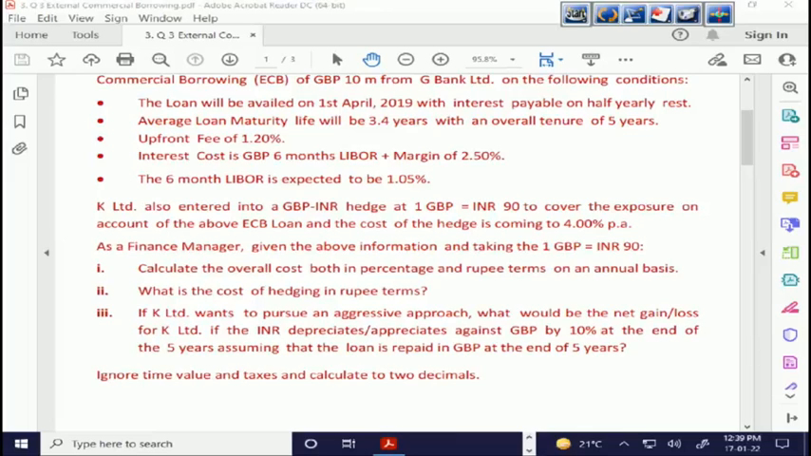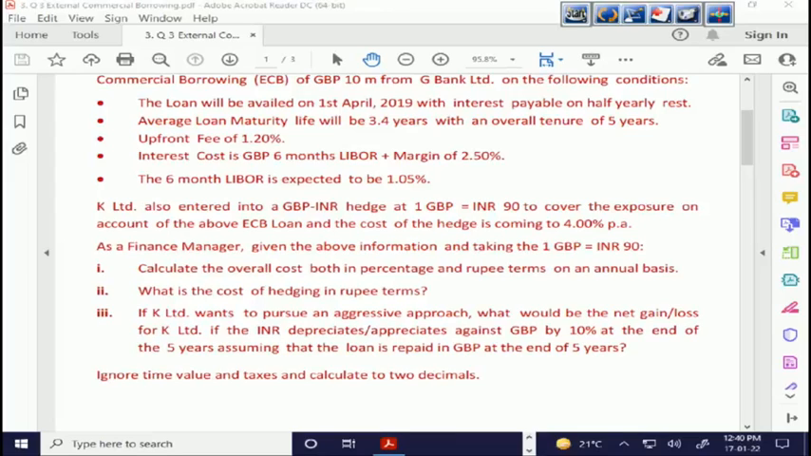Third, if K Limited wants to pursue an aggressive approach, what would be the net gain or loss for K Limited if INR depreciates or appreciates against pound by 10% at the end of 5 years, assuming the loan is repaid in GBP at the end of 5 years? Are you understanding? They are trying to say that suppose you don't hedge, you are aggressive. Then find out the gain or loss.